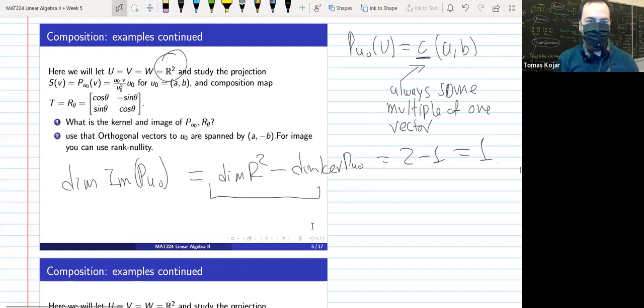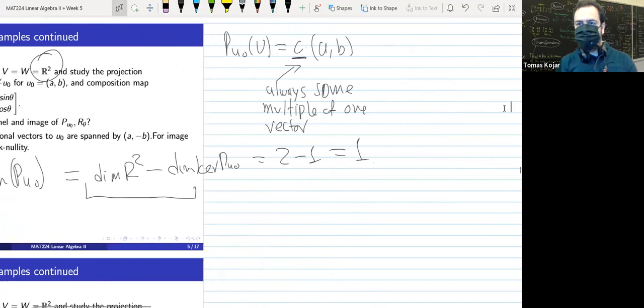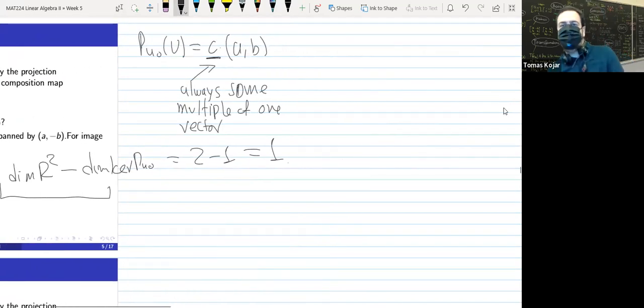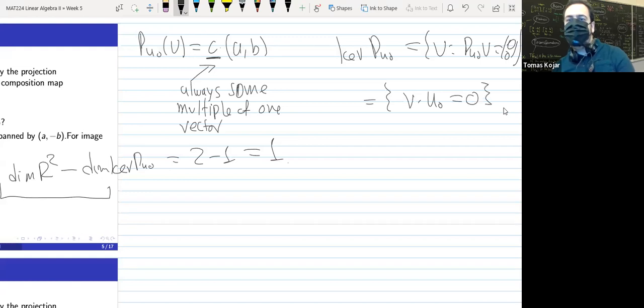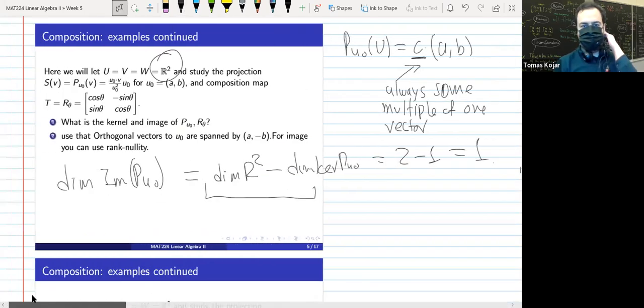Now you mean the kernel. Why is the kernel not two-dimensional? What's the definition of kernel? It's all the V's such that P U0 of V is 0, like the origin. And we just talked about that. It's all the vectors that are dotted to be 0, and we found the span. So we found exactly that it's 1D. We can talk about this more at the end.